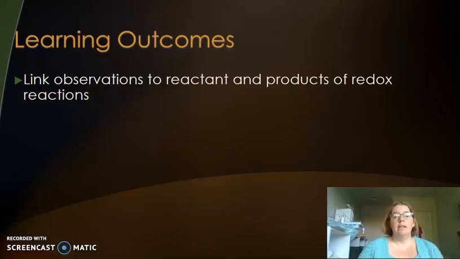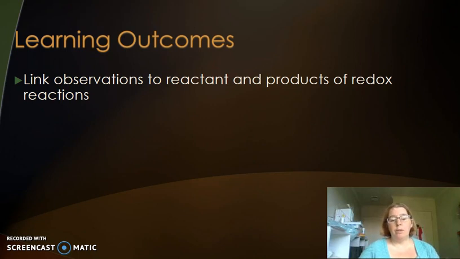Hi girls! Today we're going to look at how to make sure we've linked our observations and the products of our redox reactions. Now this is very much a recap of level 2. This is exactly what you had to do for your level 2 assessment. So hopefully it won't take long to go through and most of you will be familiar with the concepts.